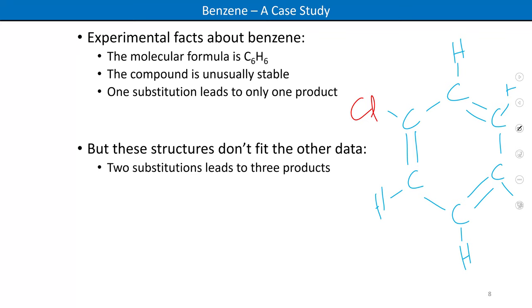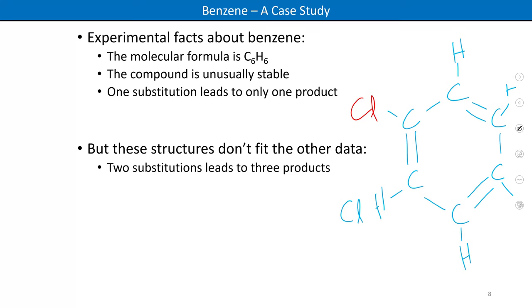You could have your two chlorines directly adjacent to each other across a pi bond or directly adjacent across a sigma bond. That should be two different products, right? Or over here, pi bond, then sigma, then chlorine, versus sigma, then pi, then chlorine. That should be two different products as well. And then lastly, directly opposite. So if this was actually the case, we would expect that two substitutions gives us five products.